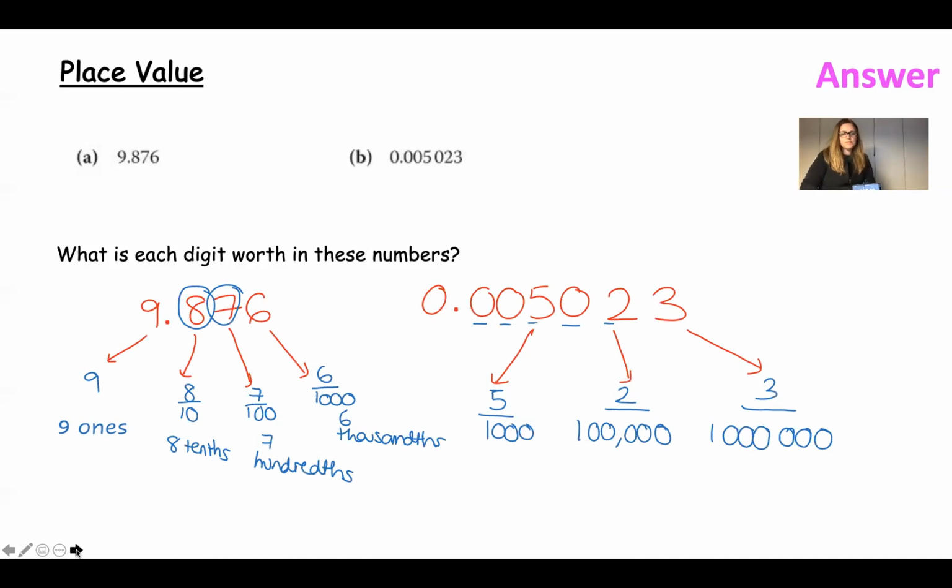Okay, so we have 9 ones, 8 tenths, 7 hundredths, and 6 thousandths for the first one, and for the second one, 0.005023. We have 5 thousandths, 2 over 100,000, and 3 over 1 million. Please mark and correct your work using your green pens. And as if I really need to say this, please make sure you are writing the question as well as the answer. Thank you.